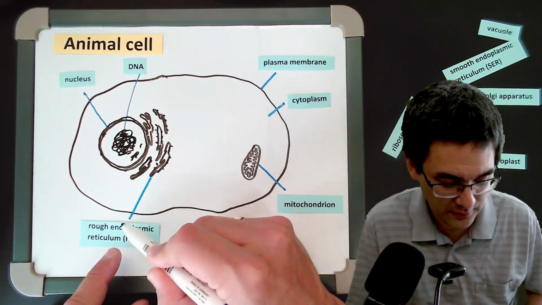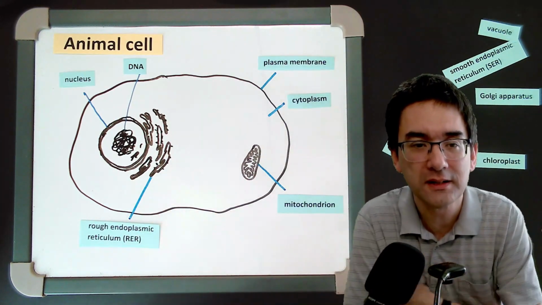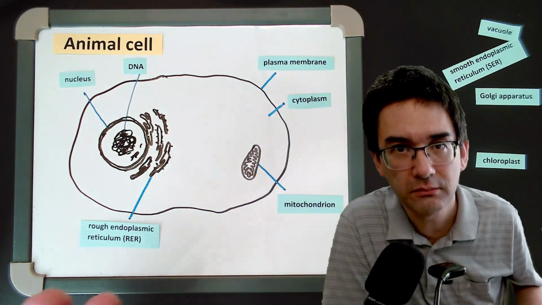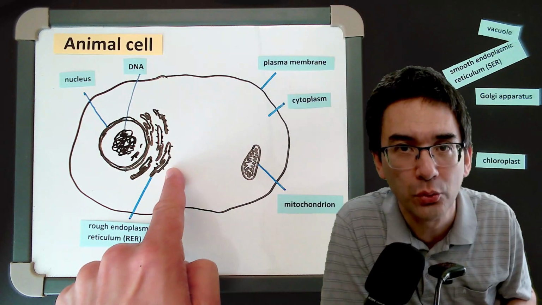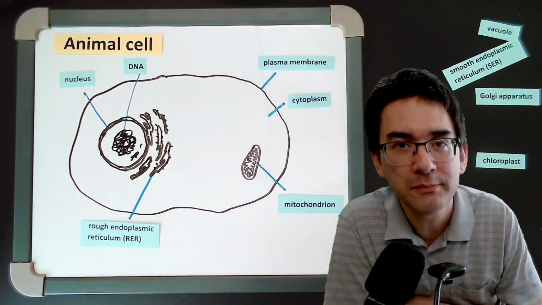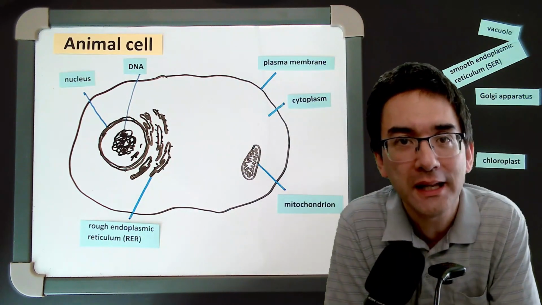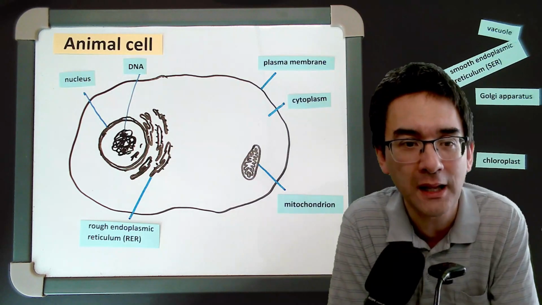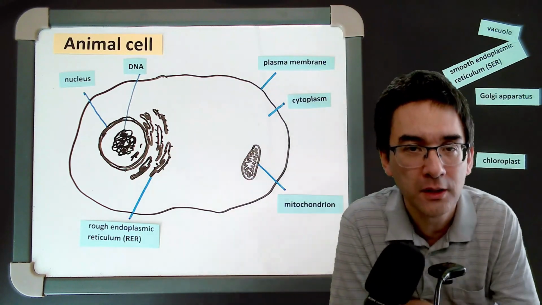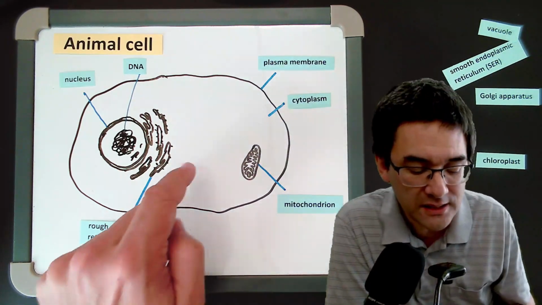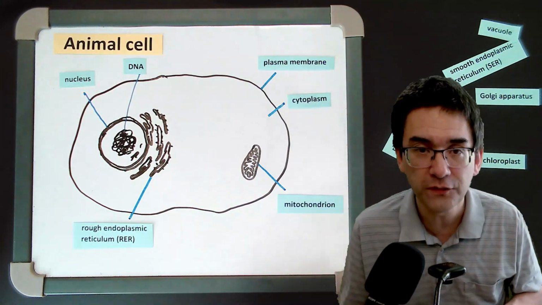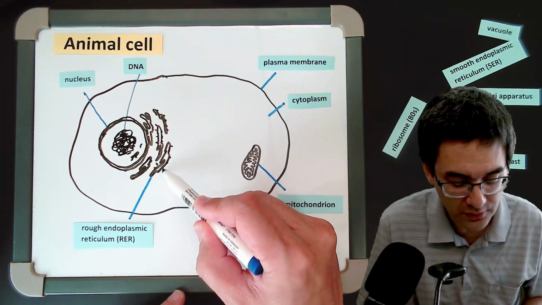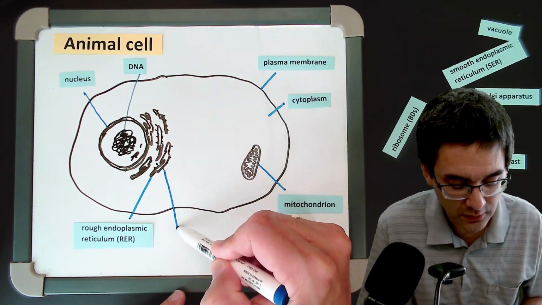And I need to explain this a little bit. Rough means, yeah, rough. And it's rough because of those little dots here. Those little dots are ribosomes. And endoplasmic means inside the plasma. Endo means inside, plasmic refers to plasma, reticulum means network. So it is a rough network inside the cytoplasm. And the dots on the surface here, these are ribosomes. So I'm going to draw a line here.